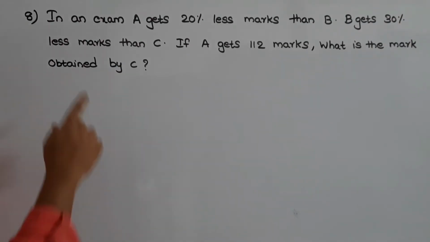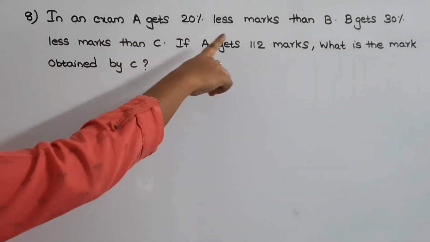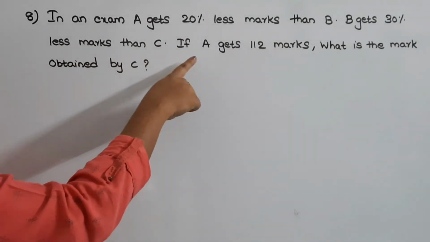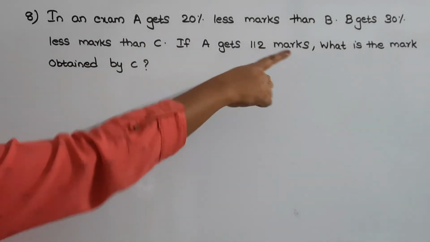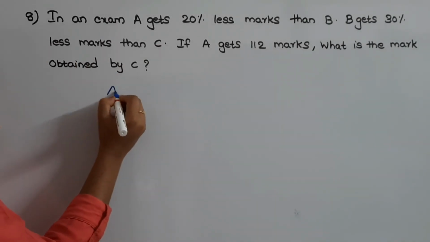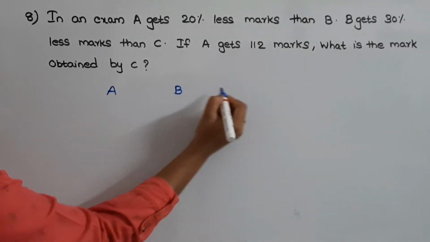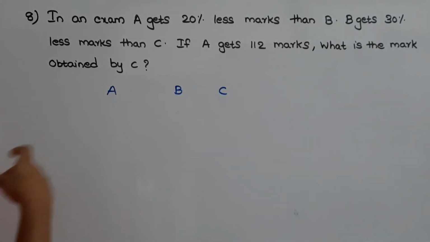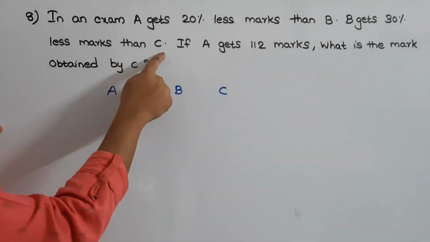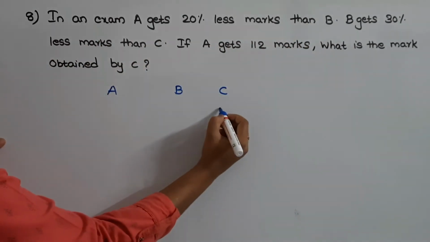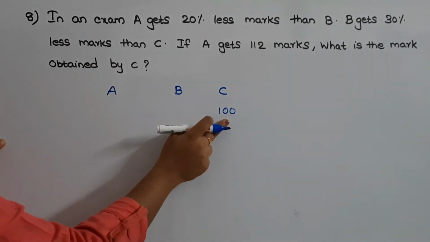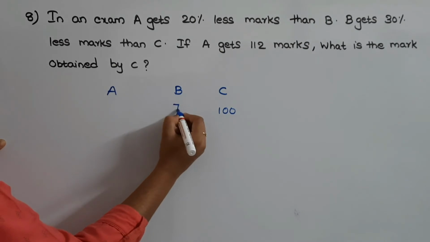The next question is, in an exam A gets 20% less marks than B. B gets 30% less marks than C. If A gets 112 marks, what is the marks obtained by C? Okay, so in this question they are telling that there are three members A, B and C. They are telling that B gets 30% less marks than C. So let us consider the mark of C as 100. Then what will be the mark of B? That will be 100 minus 30, that is 70.